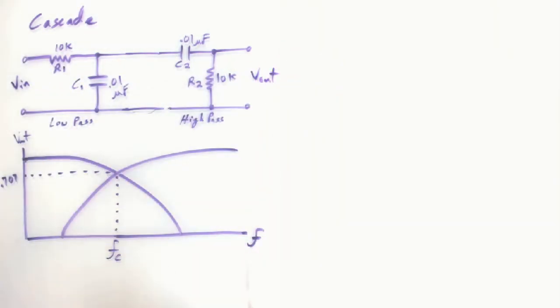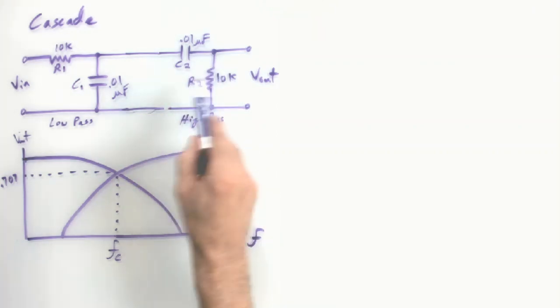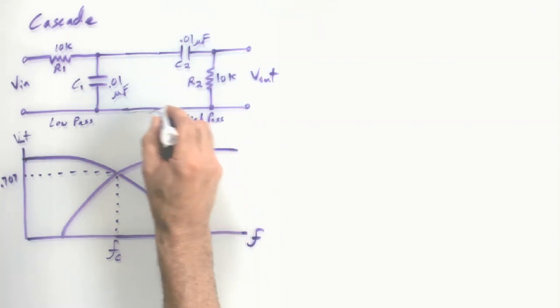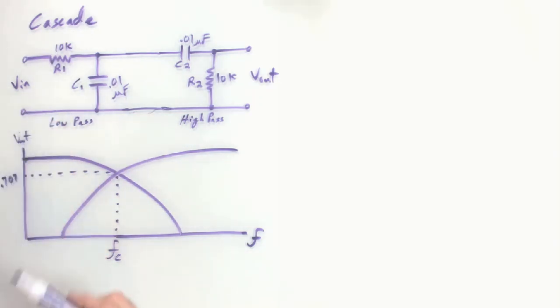And now we're going to have a different type of frequency response. I mean, the signal at the input, well, if it's too low, it's going to have trouble with this high pass portion. It'll have trouble getting through there. And if it's too high, it'll have trouble getting through this portion of the circuit. And we'll see what the frequency response winds up being. It's going to be what's called a bandpass.